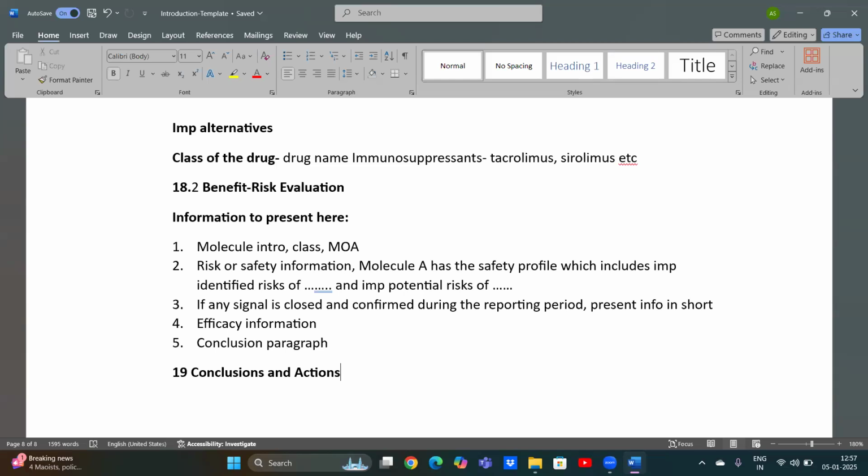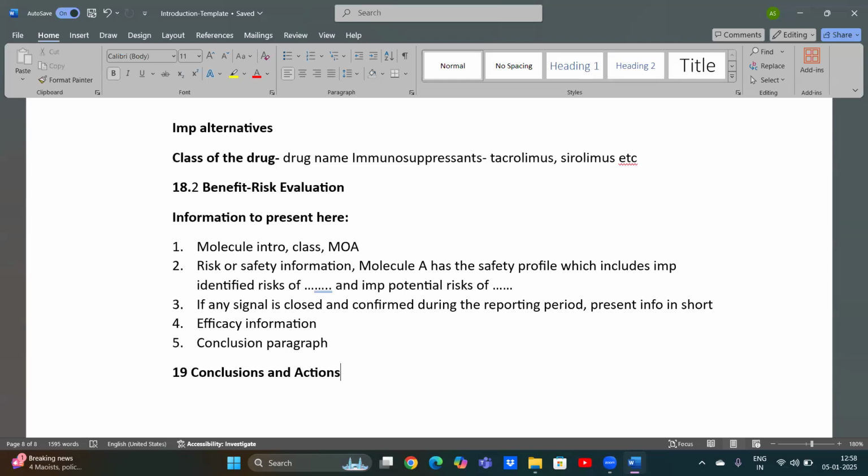Then in the second paragraph, you can write that the current known benefit risk balance of your molecule remains positive for the treatment of the patients with this. And the last paragraph: the company will continue to monitor the AE reports as well as the identified and potential risks of your molecule by means of routine and any proposed additional PV activities or RMMs. Simply, this is the conclusion. There is nothing much that we write in conclusion.